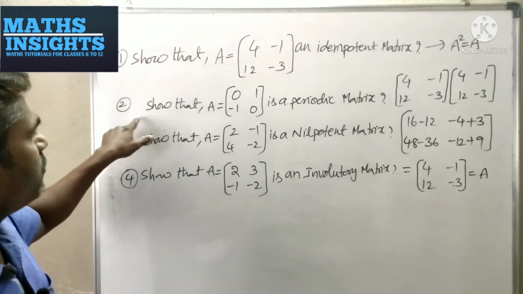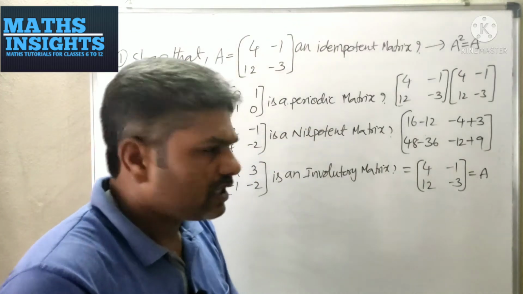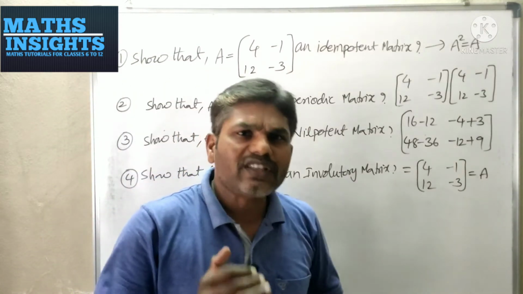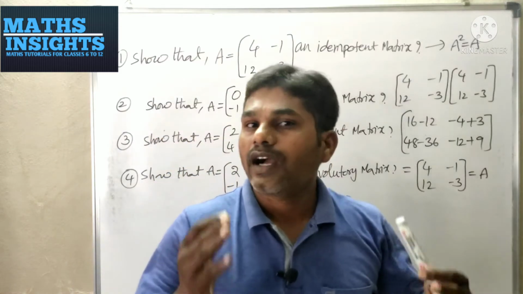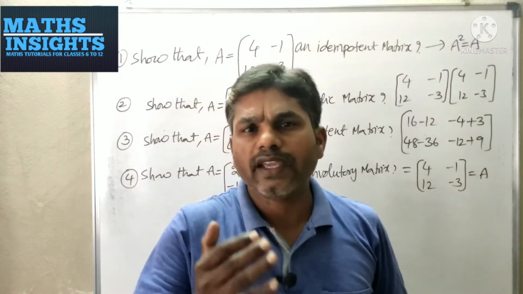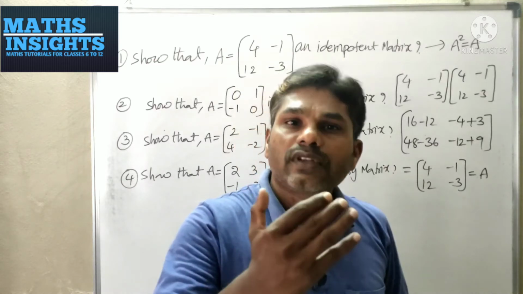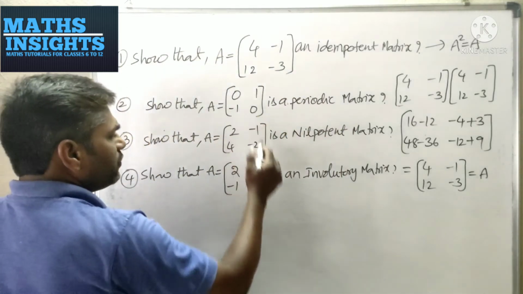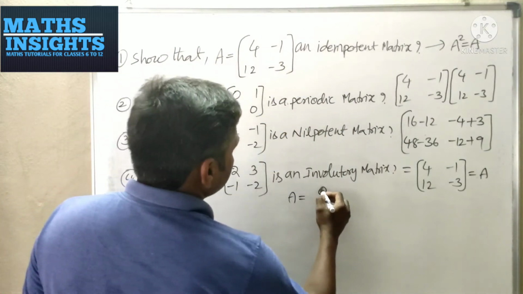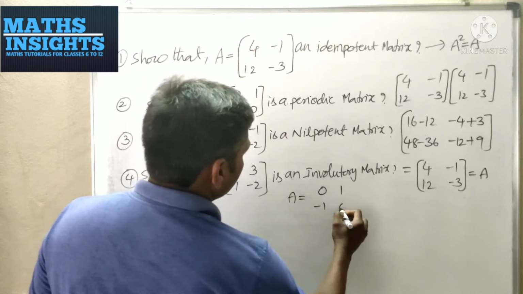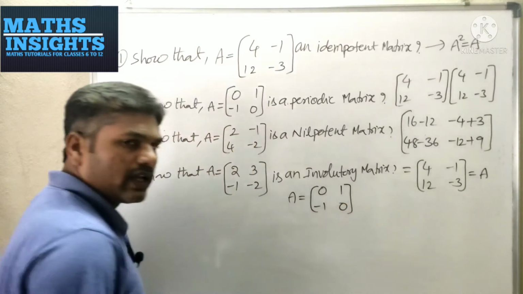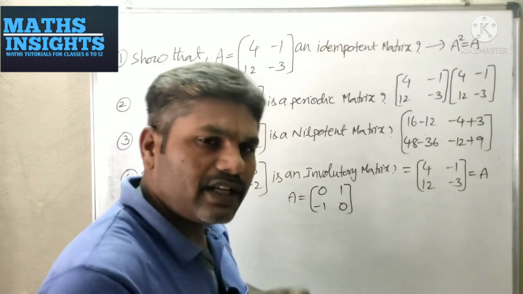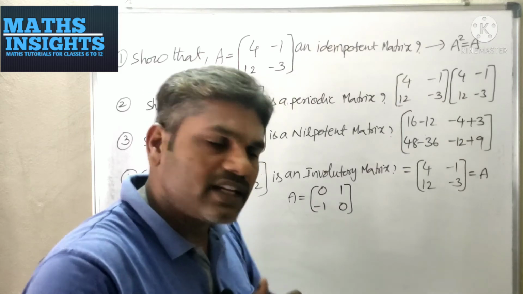Coming to the second problem, show that A is a periodic matrix. Periodic matrix means if you multiply a matrix, whatever the number of times, you have to get A again. You may get A in the fifth multiplication or fourth multiplication, whatever it may be. But in this case, A is [0, 1; -1, 0]. You have to multiply this the number of times until you get A. That number of times you have to identify.